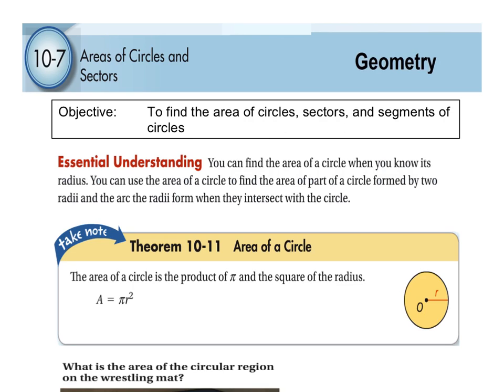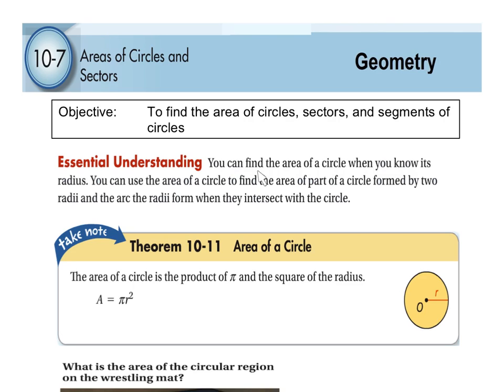Okay. So we've talked about circumference, the distance around the outside. Now we're going to talk about the area, which is essentially the inside of the circle.